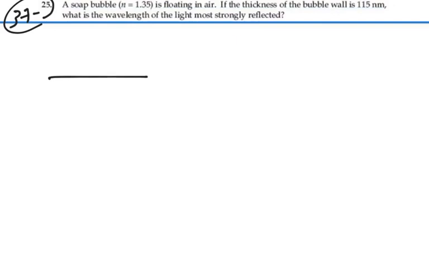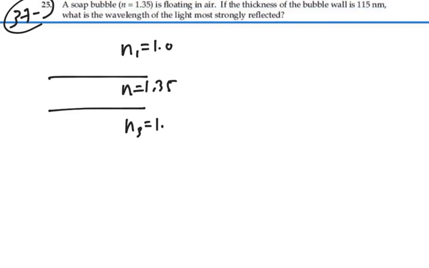So let's take a look at our bubble. Index 1.35, and outside we have air on either side. And so light coming in is going to go from a lower index to a higher index, so the reflected light is going to have a phase reversal.